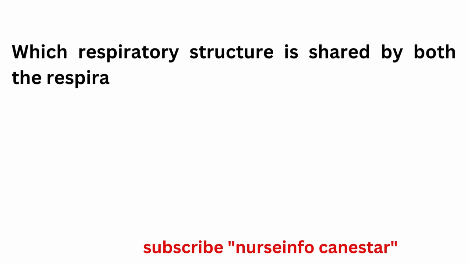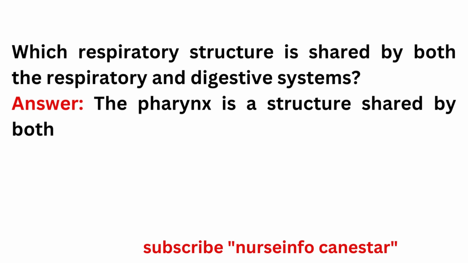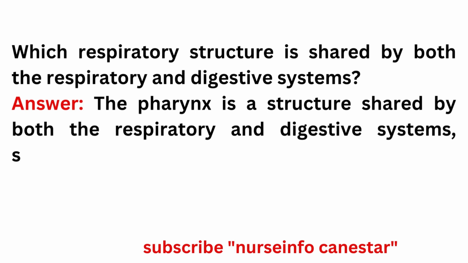Which respiratory structure is shared by both the respiratory and digestive systems? Answer: the pharynx is a structure shared by both the respiratory and digestive systems, serving as a pathway for air and food.